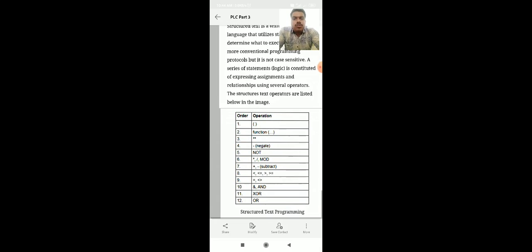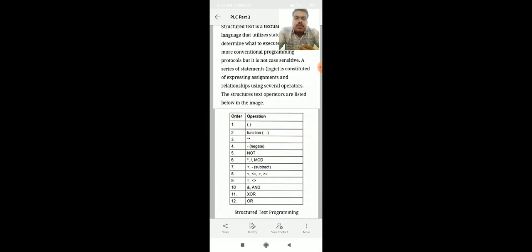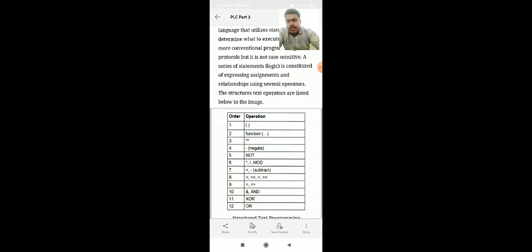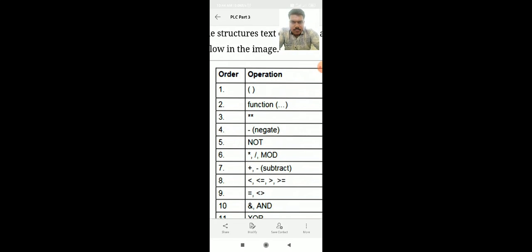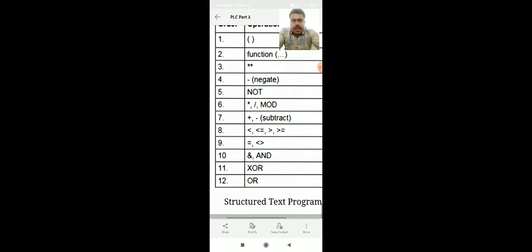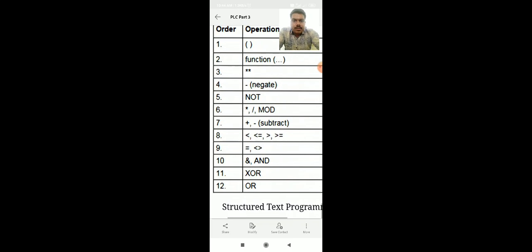So, structured text. See the text. First one is the function, if we are using a function block. Second, the operator. And third is negate, NOT, plus, minus, less than or equal, greater than or equal, and XOR, OR. These are some basics of the programming.